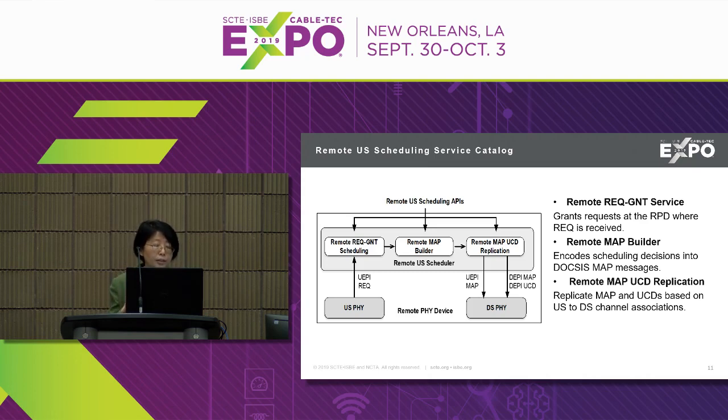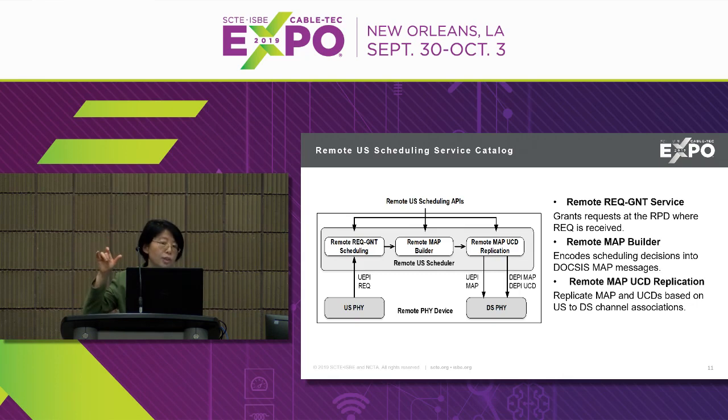The second service in the service chain is the remote map build service. The remote map build service is basically to translate a scheduling decision, for example, granting bytes, into a map encoding, into minislots in the time and frequency domain as a result, right? So this remote map builder has two potential clients. One is internal, the guy on the left, to serve the internal remote request grant scheduling module, or externally to serve the core upstream scheduler.